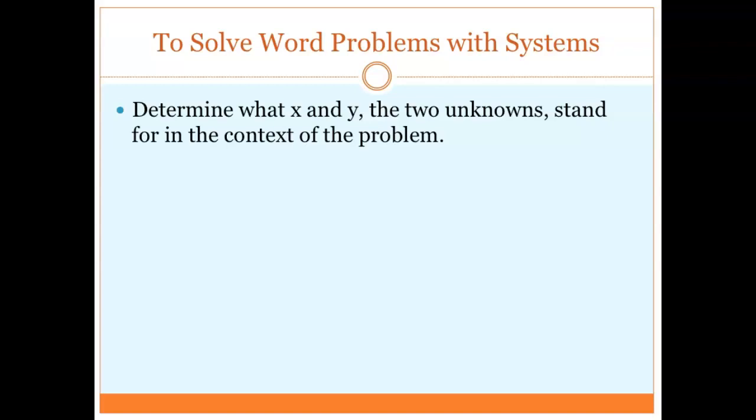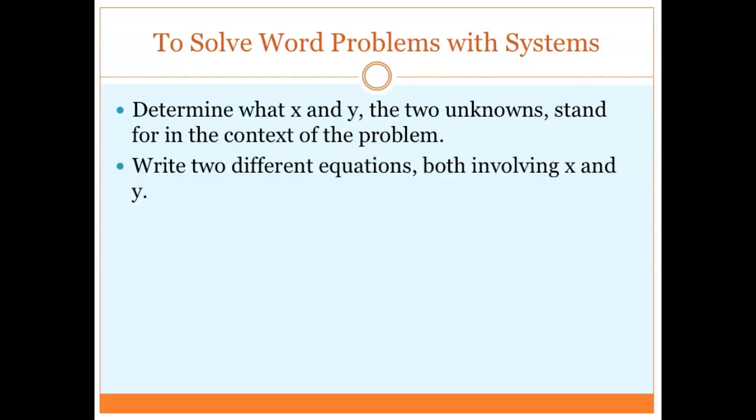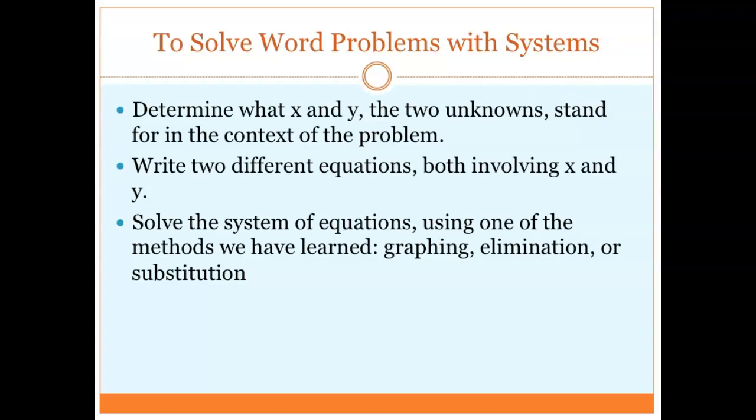Once you know what x and y stand for, you'll write 2 different equations, both involving x and y, and then you'll solve that system of equations using one of the methods that we've learned, either by graphing, elimination, or substitution. Let's take a look at example 1.